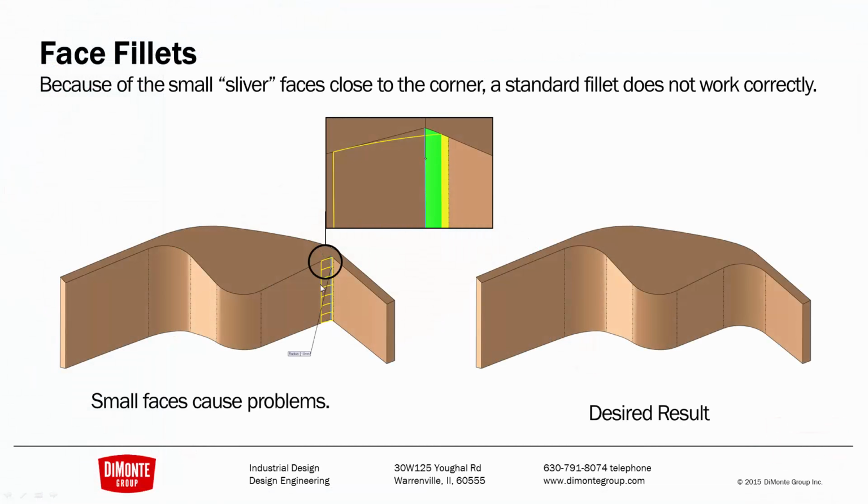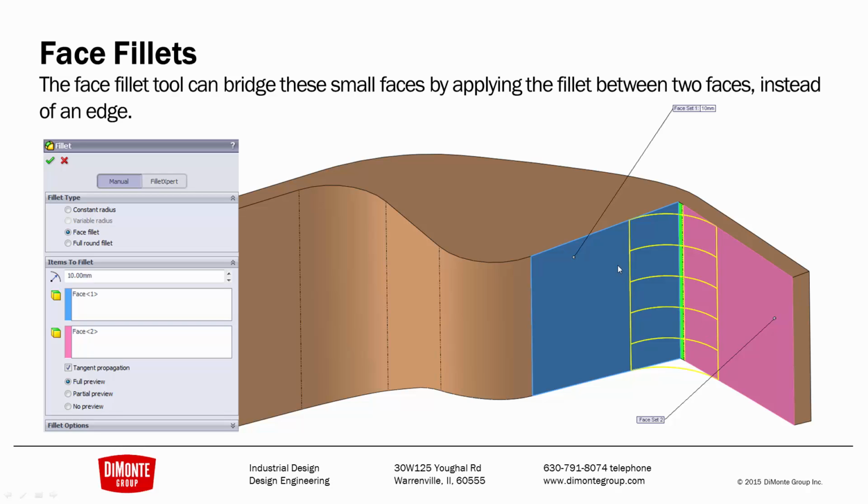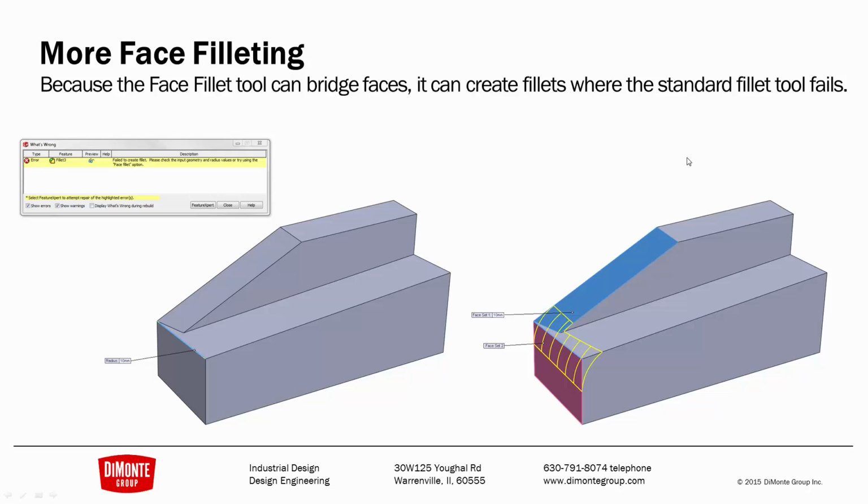So here the fillet is smaller than desired. I use the face fillet to pick the two faces that I'd like the fillet to be applied to, and I get the correct result. Another benefit of using the face fillet tool is in situations where SolidWorks can't determine which two faces to apply a fillet to when selecting this edge. The face fillet tool can be used to select the exact face you would like the fillet applied to.